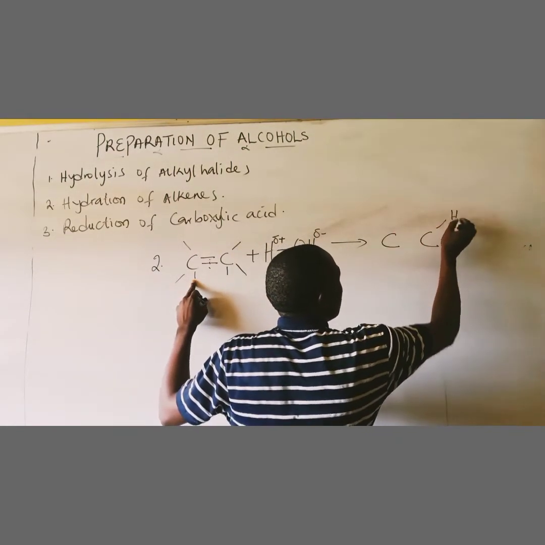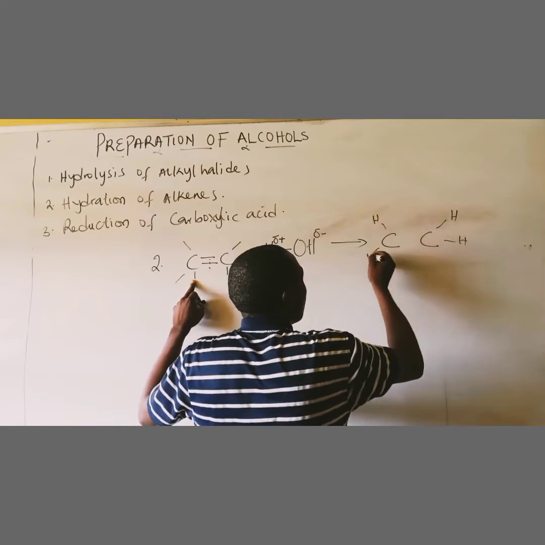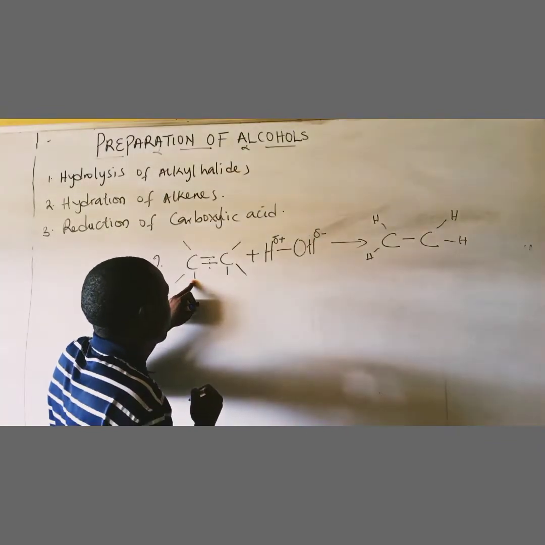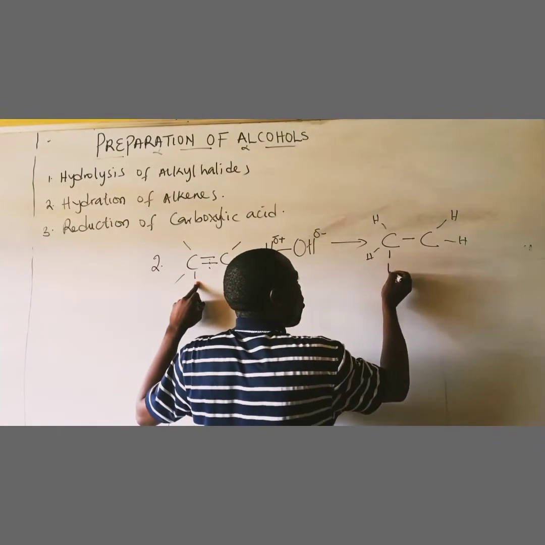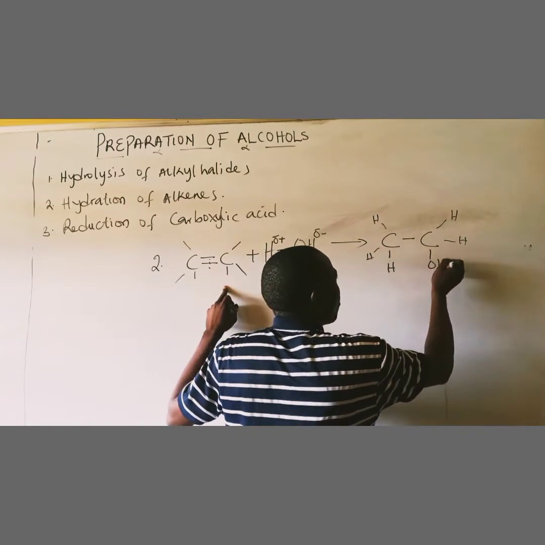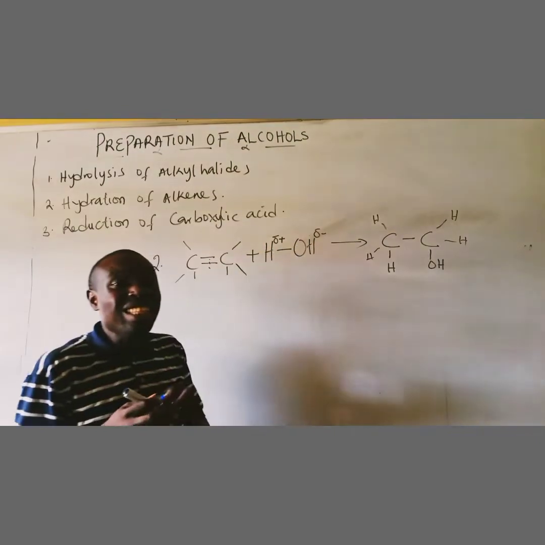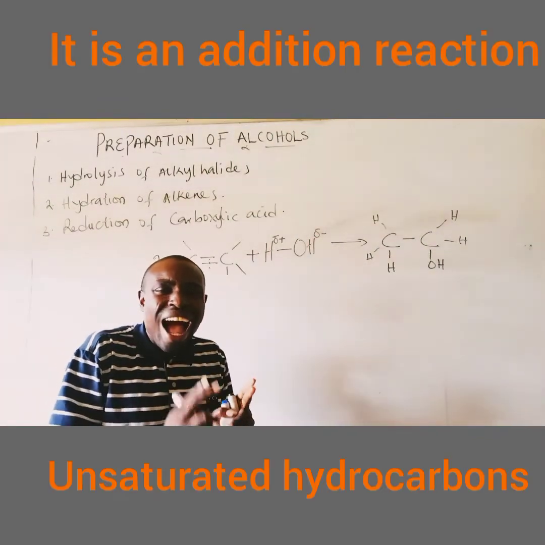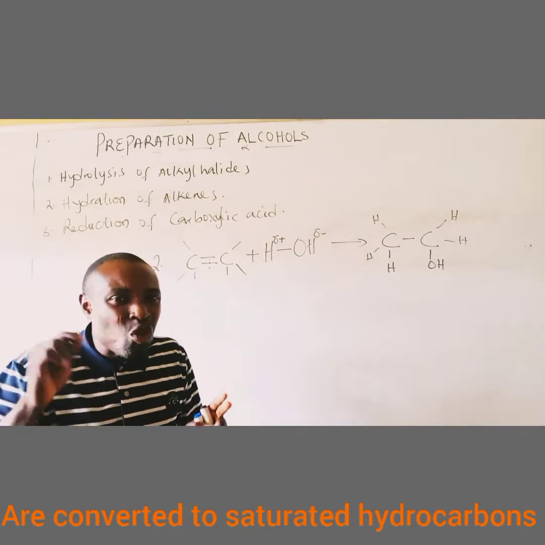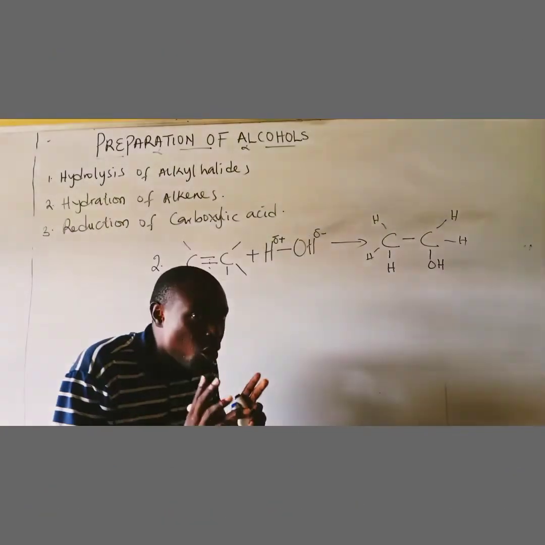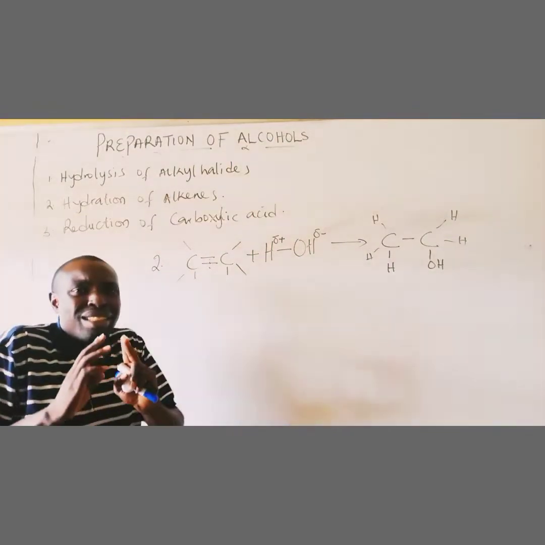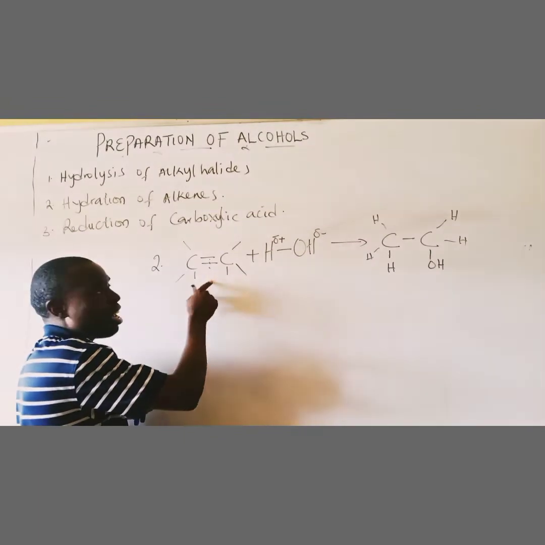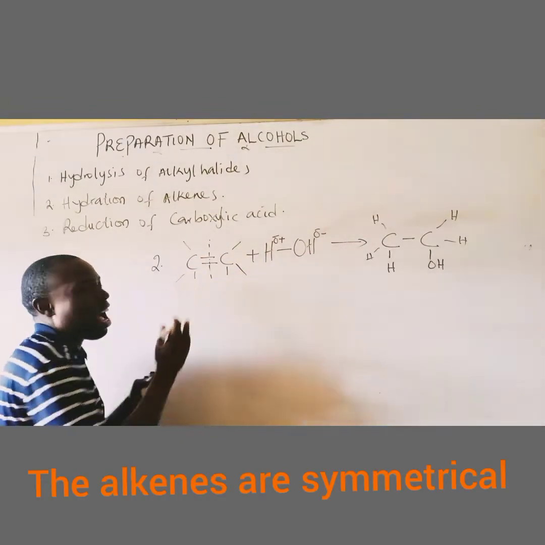We already have our H here, and we have a sigma bond. Okay? Now, this one here becomes H, and here becomes OH. If you understand this, this is an addition reaction. And remember that in an addition reaction, the unsaturated hydrocarbon is converted to a saturated hydrocarbon. Now, there are some exceptions. If you observe here, this alkene is symmetrical, meaning both sides are equal.